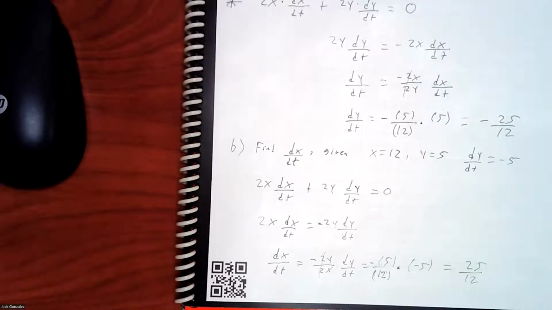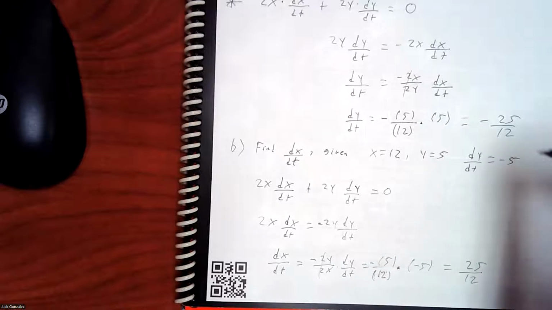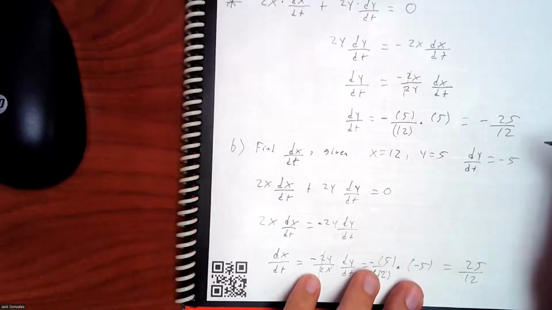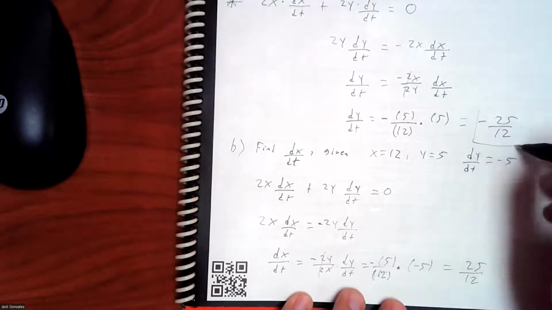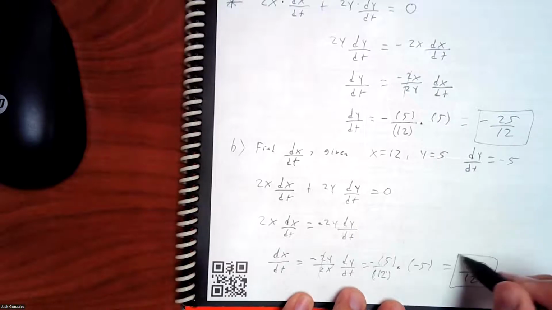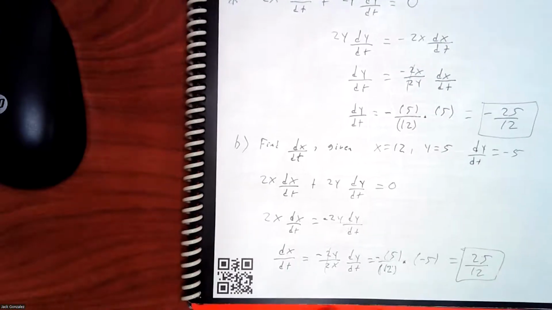So the final answer for A is the rate of y over time. Final answer for B is the rate of x over time. Yes, change in x over time. These guys here. That's what we're taking with respect to time, because we want to know what's changing over time. Okay.